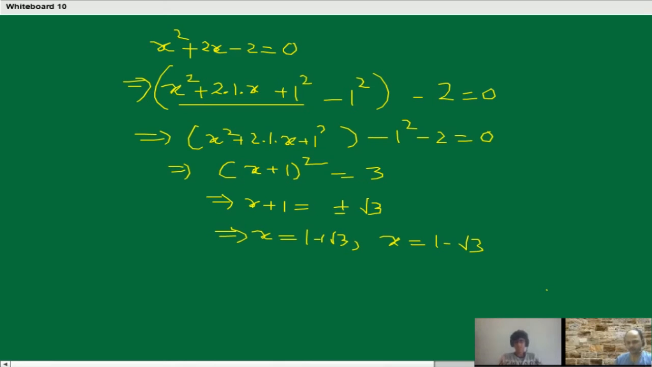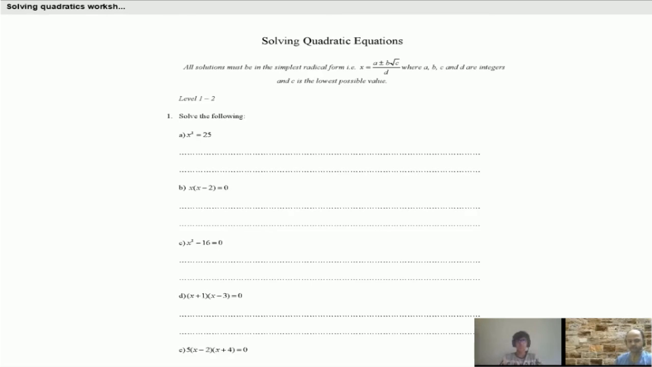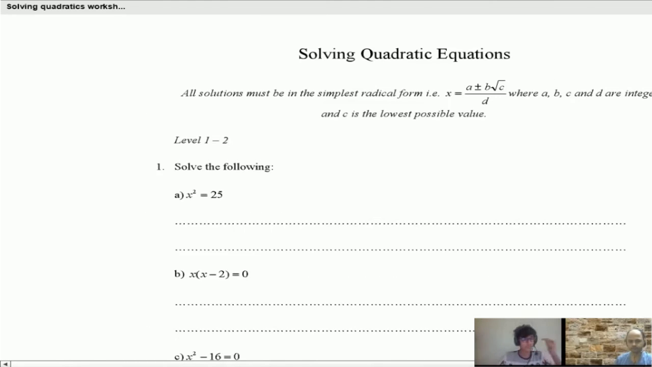So this method is called completing square method. Now we are moving to questions. We'll solve a few questions from this paper. So let's solve the first one. The first one would be 5.